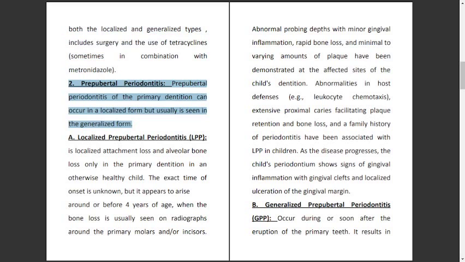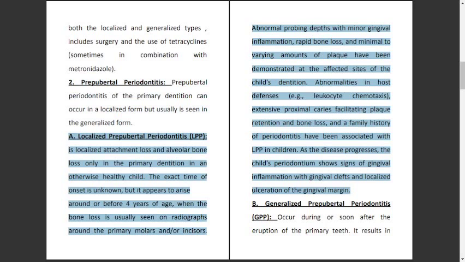2. Pre-pubertal periodontitis. Pre-pubertal periodontitis of the primary dentition can occur in a localized form but usually is seen in the generalized form. A. Localized pre-pubertal periodontitis, LPP, is localized attachment loss and alveolar bone loss only in the primary dentition in an otherwise healthy child. The exact time of onset is unknown, but it appears to arise around or before 4 years of age, when the bone loss is usually seen on radiographs around the primary molars and/or incisors. Abnormal probing depths with minor gingival inflammation, rapid bone loss, and minimal to varying amounts of plaque have been demonstrated at the affected sites of the child's dentition.